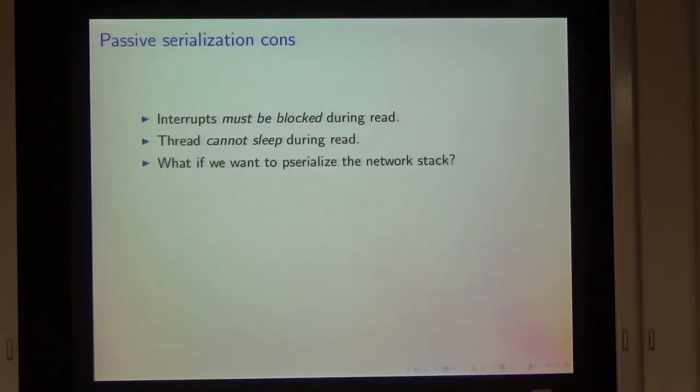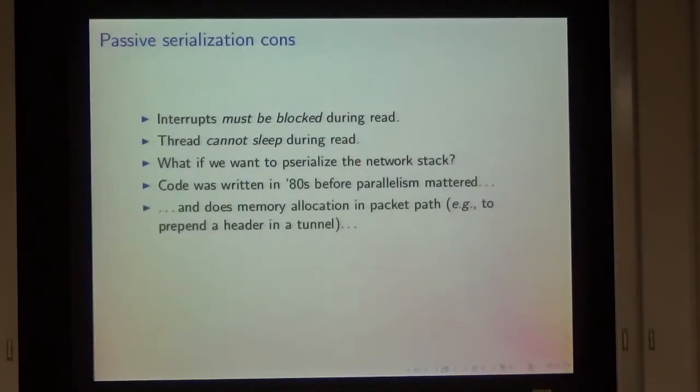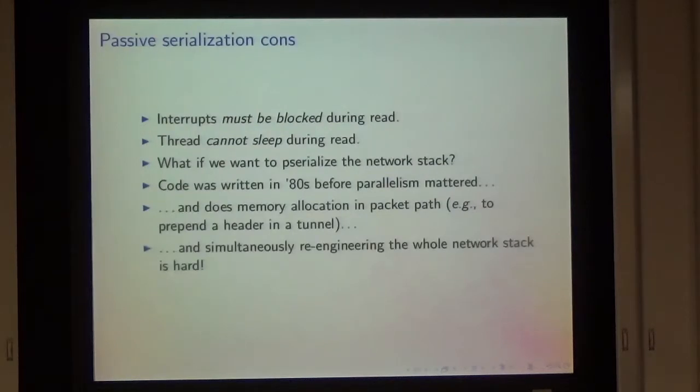So if I want to use pserialize in a network stack, well, the code was written in the 80s before parallelism mattered, and sometimes the packet processing path has to allocate memory, for example, to prepend a header to a packet in a tunnel. And we can't just redo the whole thing in one fell swoop. So maybe we can do it incrementally with slightly different trade-offs.